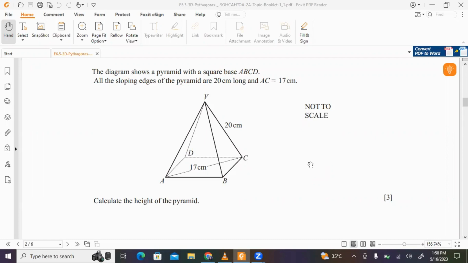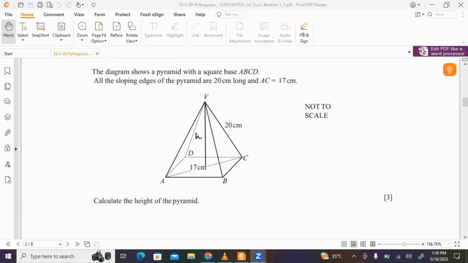So if you look at the first question, it says, the diagram shows a pyramid with a square base ABCD. All the sloping edges of the pyramid are 20 centimeters long and AC is 17 centimeters. We have to calculate the length of the height for this pyramid. So this is basically your height, and the question asks us to calculate this.